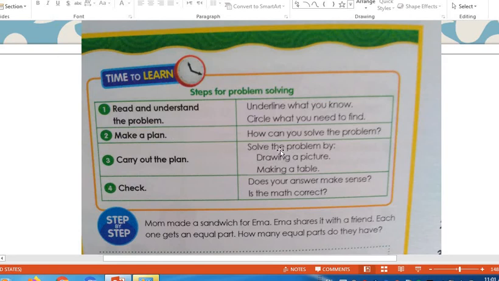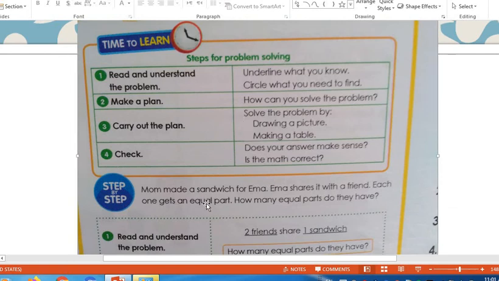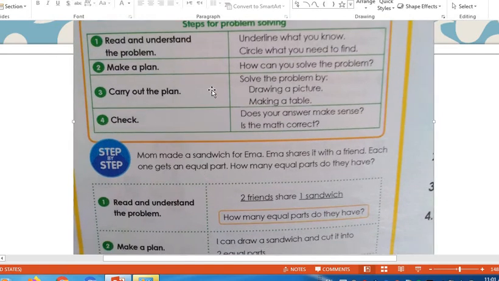Make a plan. How can you solve the problem? Carry out the plan. Solve the problem by drawing a picture, making a table. Check. Does your answer make sense? Is it right? Is the math correct? So these are the steps. I need you to study them.